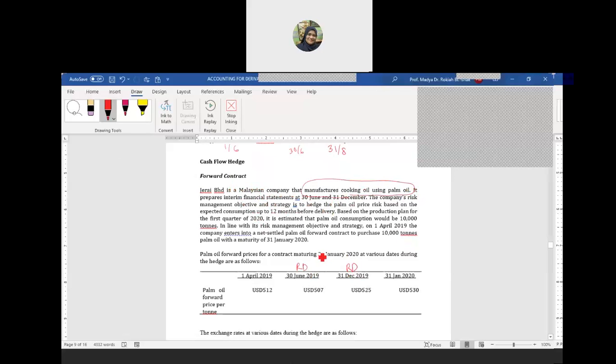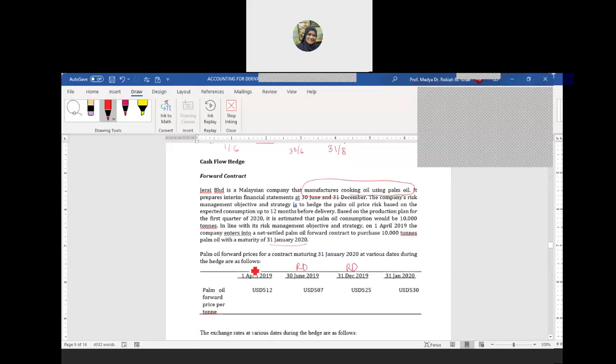The company's risk management objective and strategy is to hedge the palm oil risk, based on the expected consumption up to 12 months before the delivery. Based on the production plan for the first quarter 2020, it is estimated that the palm oil consumption will be 10,000 tons. In line with the risk management objective and strategy, on 1st of April 2019, the company entered into a net settle palm oil forward contract to purchase 10,000 tons on 31st January 2020.